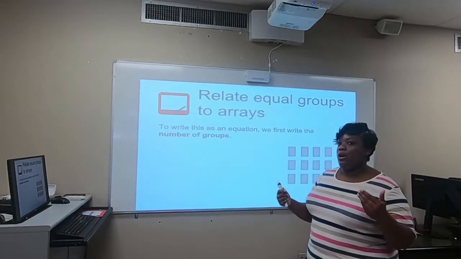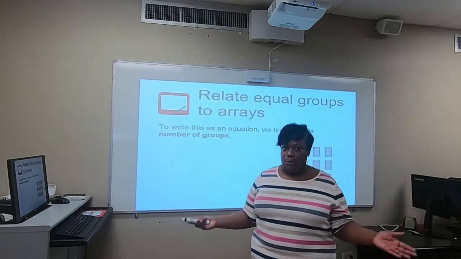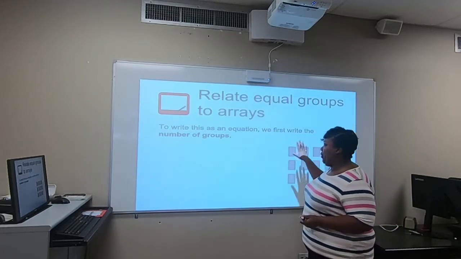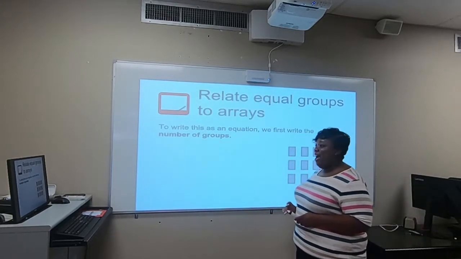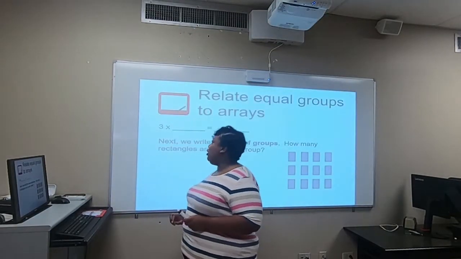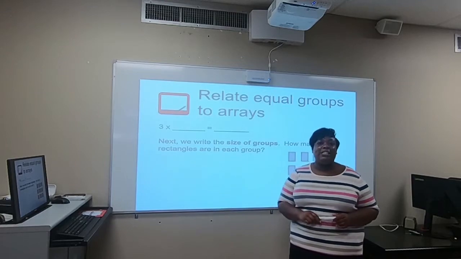What did I tell you in an array? A group is equal to the what? It's equal to the rows. So how many groups do we have here? We have 3. Very good. So our first number is 3.